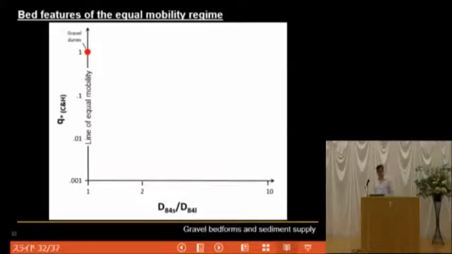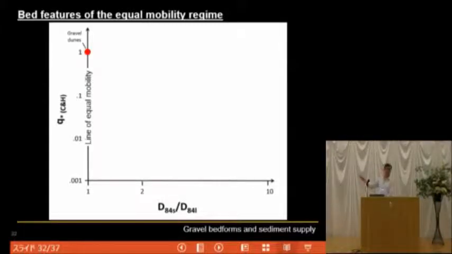So the first thing I wanted to point out is that the observations of gravel dunes that we were able to extract from the literature all kind of cluster around this one point right here, right? Q star equal to 1 means the supply is approximately equal to the capacity, and then our metric of mobility indicates that the transport is approximately equally mobile.